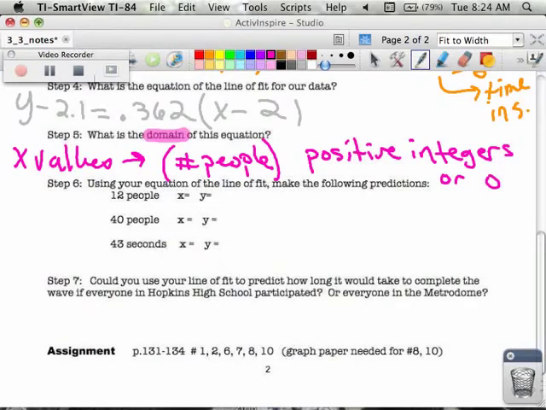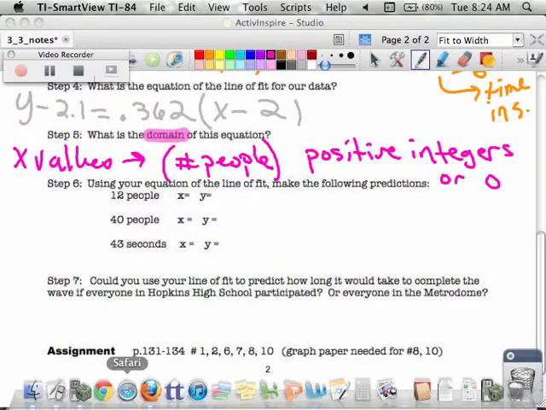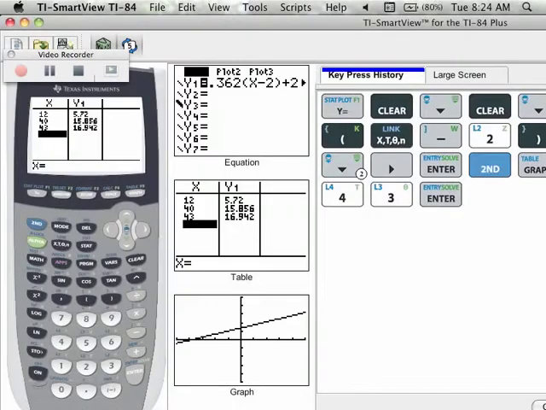Oh, the last one was seconds. All right, I'll talk about the last one in just a moment. Sorry, thank you. So the first two, 12 and 40, are talking about how many people, and then they give you the number of seconds.